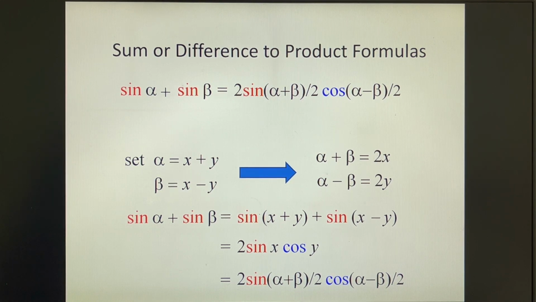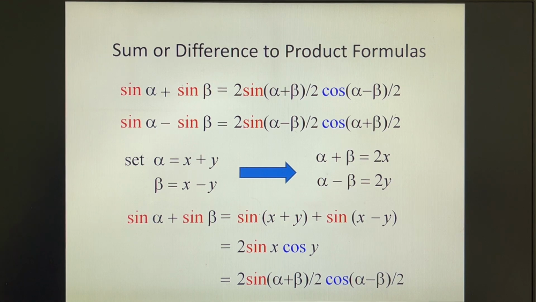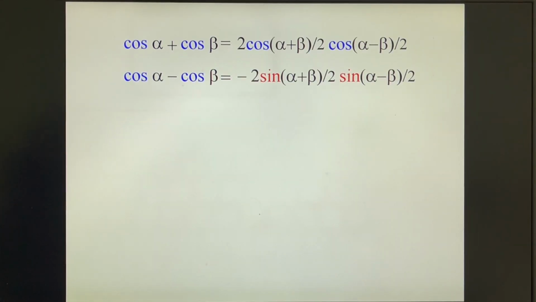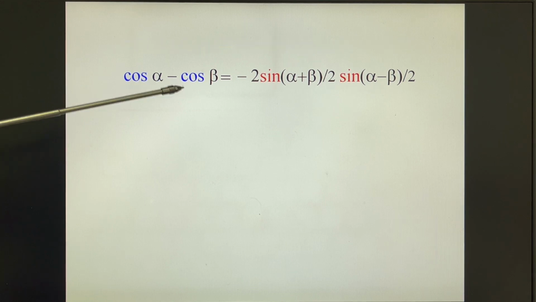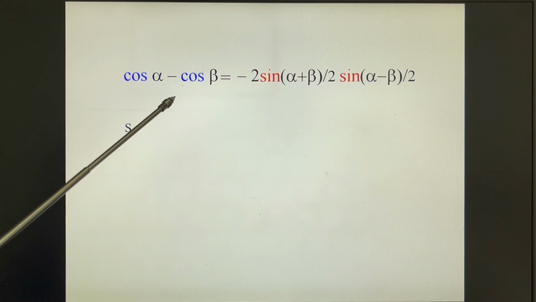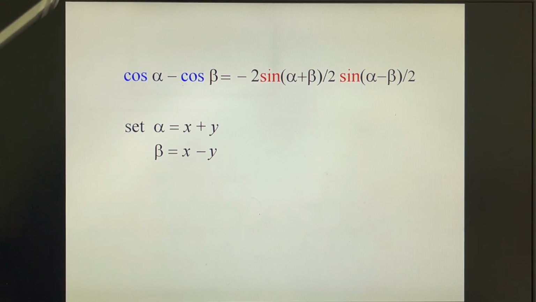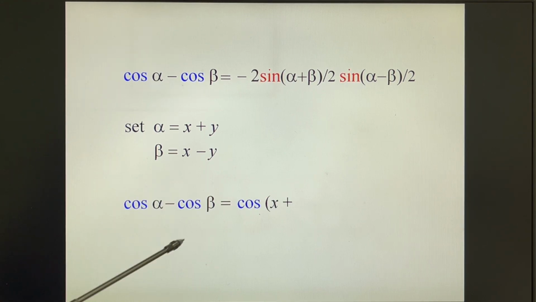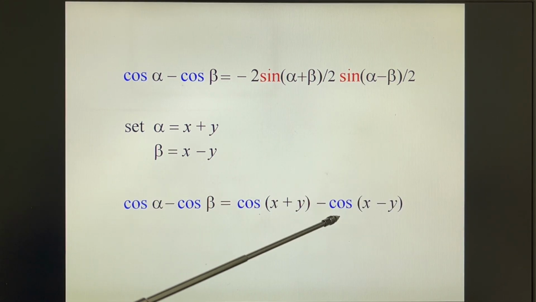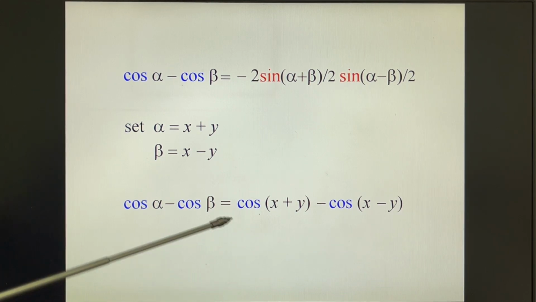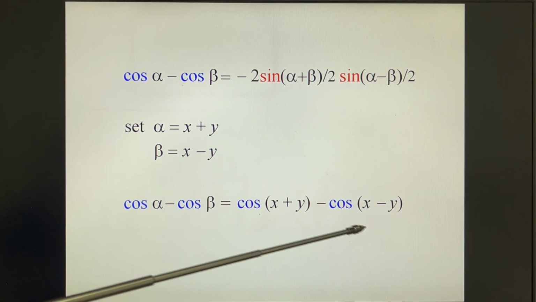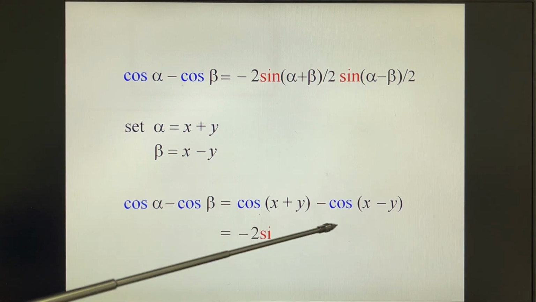Sine alpha plus minus sine beta are the same thing. We can deduce. Next, we find cosine, for example, cosine alpha minus cosine beta. We do the same trick. We set alpha equal to x plus y, beta equal to x minus y. We put this alpha beta inside. We get cosine alpha minus cosine beta equal cosine x plus y minus cosine x minus y. Then we expand these two cosines. We get they equal to minus 2 sine x sine y.